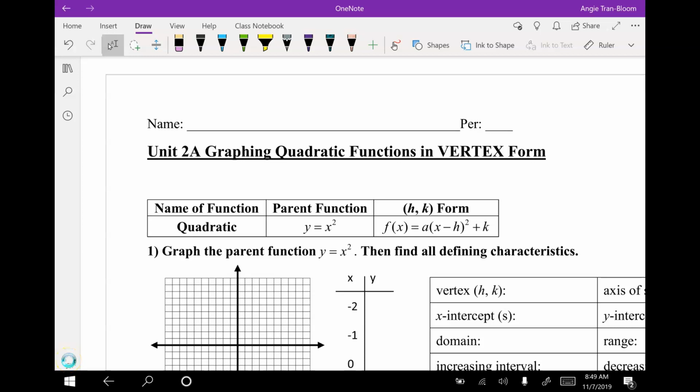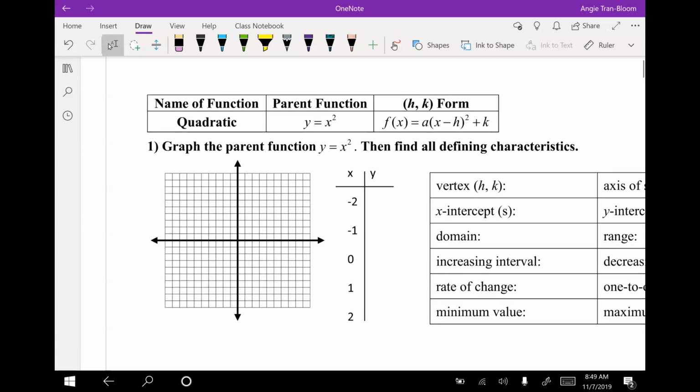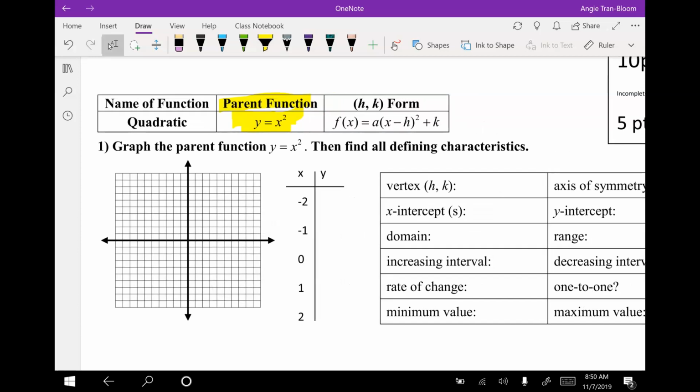All right, so we have studied graphing absolute values already, right? What shape was it? A V. So the name of today, as Nathaniel read it for us, we are studying quadratic functions. The parent function, we will always have a parent function. Doesn't matter what we are learning. So the parent function for this is y equals x squared.